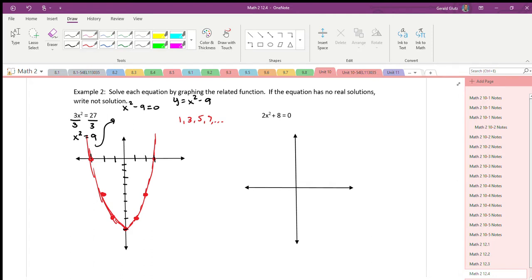All right, so the two roots. Notice there's two x-intercepts, so there's two roots. They are x equals 3 and x equals negative 3. So those are our two answers.